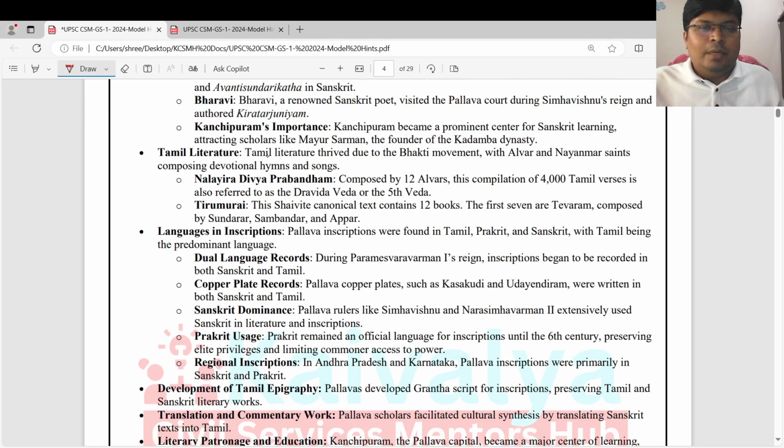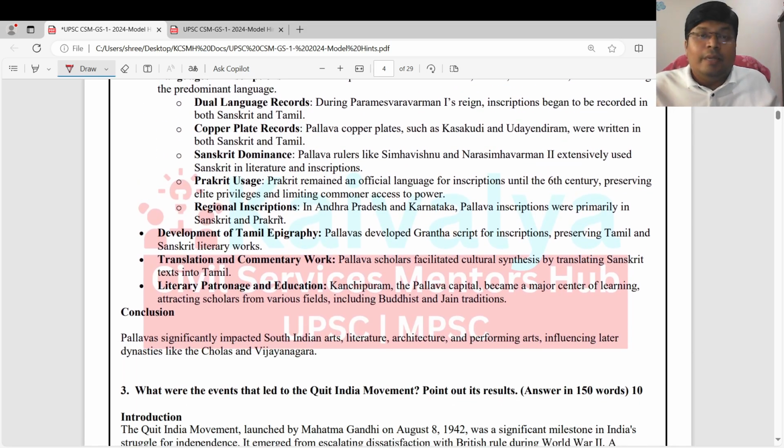Then development in Tamil literature, obviously the Pallavas contributed to the development of Tamil language. Then contribution of the Bhakti saints, the Alwars and Nayanars, you can write here. Then the use of language in inscriptions, Tamil inscriptions and Sanskrit inscriptions. So I have also written that over there. Then epigraphical development and inscriptions in the Tamil language.